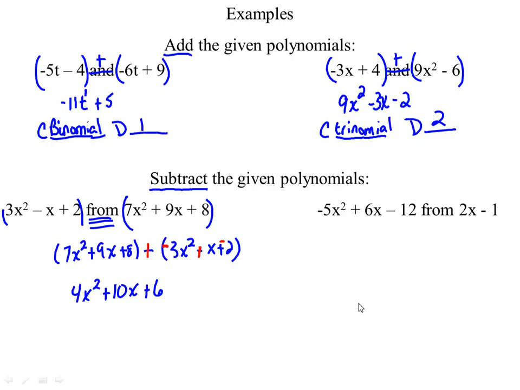So the one on the right, again, it says subtract the first trinomial from this binomial. So the binomial is actually going to come first.